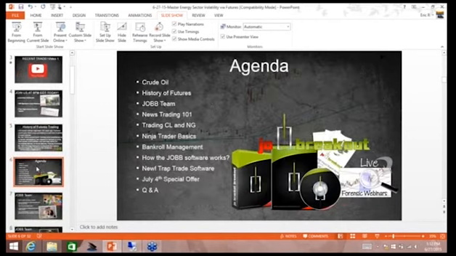So the agenda for today: we went over crude oil, we went over the history of futures. I'm going to introduce myself and the JV team in just a second, and then I'm really going to start with the basics of News Trading 101. I'm going to go over how you can trade crude oil and natural gas, those two weekly inventory reports that come out every single week, manually, without having to purchase anything, with whatever system or chart trader you've got going on. But for those of you who are new to NinjaTrader or who have NinjaTrader, I'm going to illustrate how I manually trade those trades on NinjaTrader.